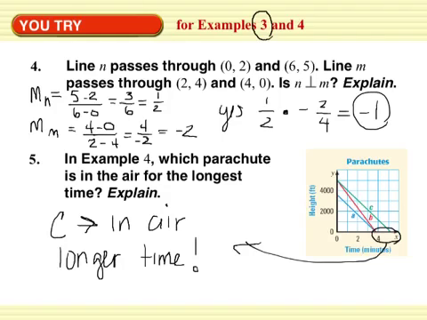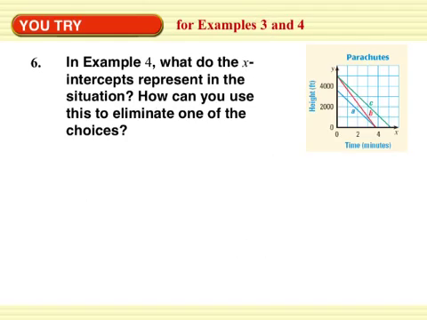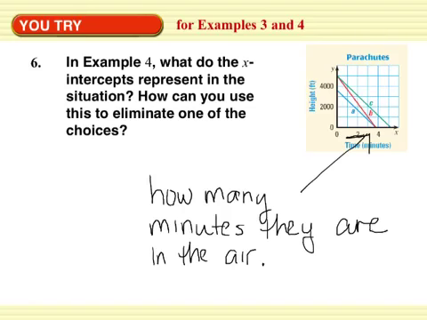Okay, there are the answers for number 4 and 5. Last you try. Go ahead and push pause. The x-intercept in example 4 represents how many minutes the parachuters are in the air. How can you use this to eliminate one of the choices? That was the multiple choice question.